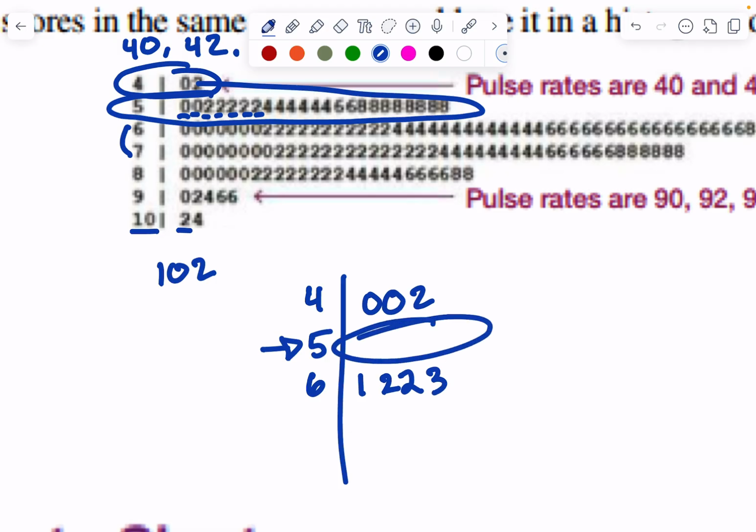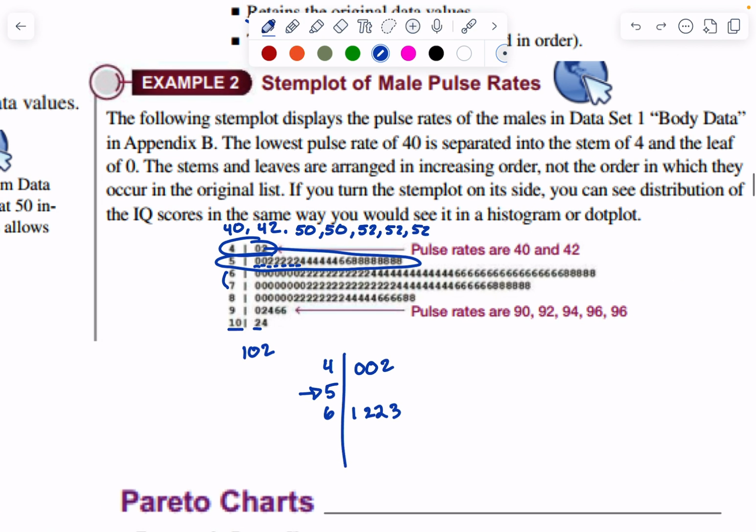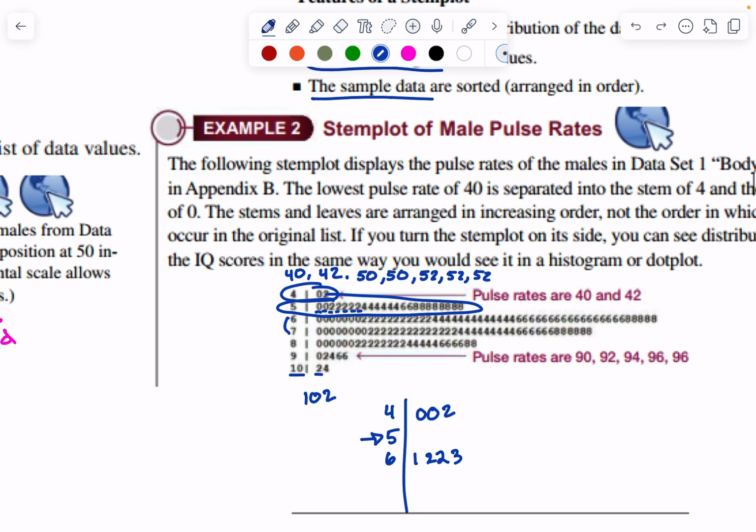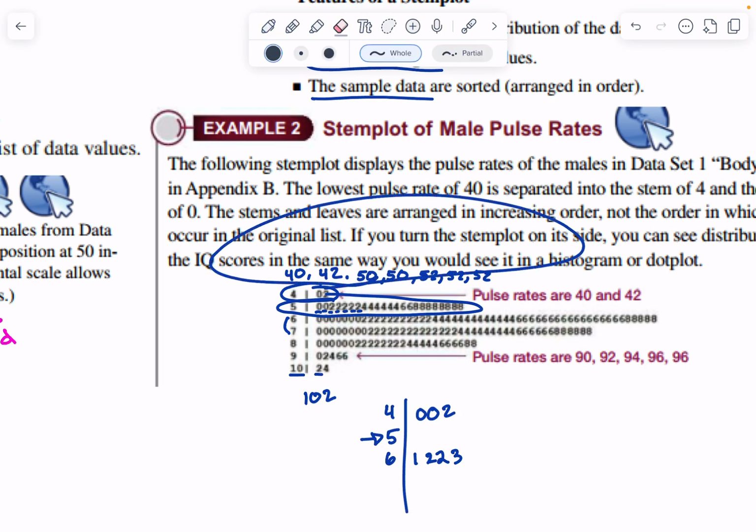You don't put anything in this spot, okay? And that just notes that there is nothing in the 50s range, right? But you don't skip over it. You don't go straight from 4 to 6. You do actually put a 5 in there, okay? So that is a stem and leaf plot. They did not put a chart title on it, but make sure that you put a chart title at the top so that we know what we're talking about, like male pulse rates, right?